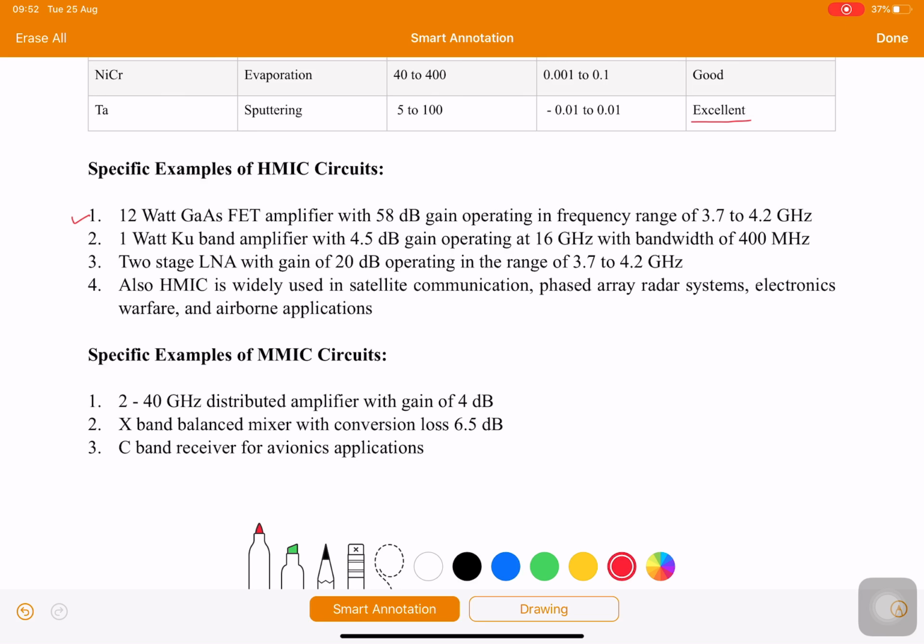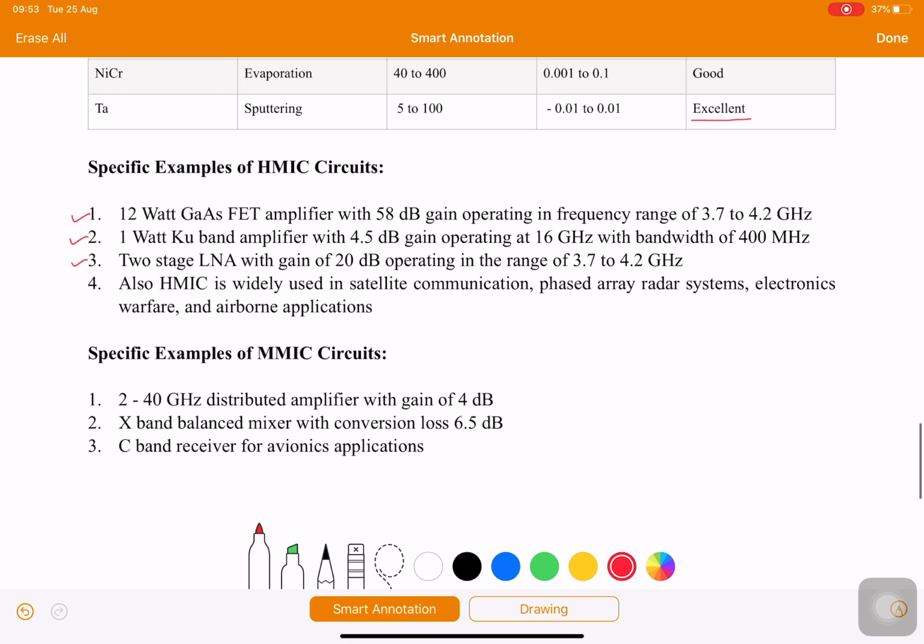The second example is a 1 watt Ku band amplifier, which typically provides a gain of around 4.5 dB operating at 16 gigahertz, with an operational bandwidth of around 400 megahertz. The third example of a hybrid microwave integrated circuit is the low noise amplifier, which provides a gain of 20 dB operating in the frequency range of 3.7 to 4.2 gigahertz. Hybrid microwave integrated circuits are also widely used in various types of satellite communication, in phased array radar systems, in electronic warfare applications and in airborne applications, right?